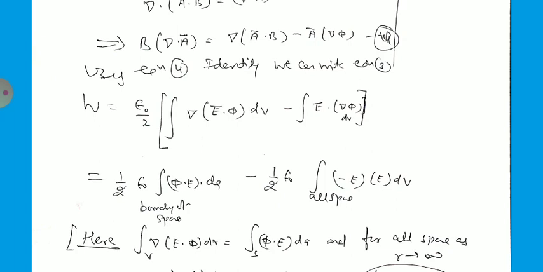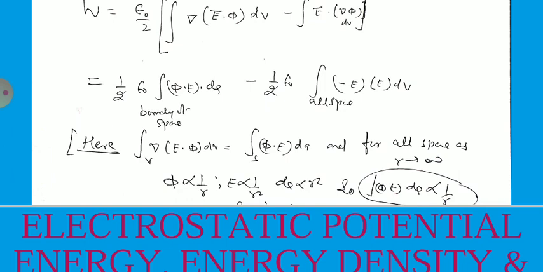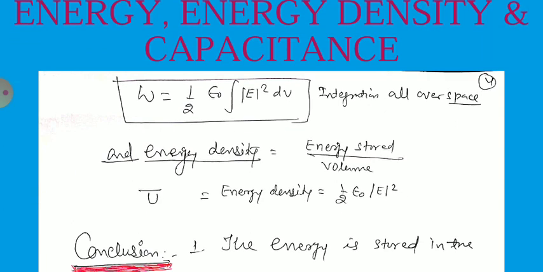By using the Gauss theorem we can write this in the form of an area integral, minus 1 by 2 epsilon naught E dot dA, plus the volume term dV for all space, and this surface term is for the boundary of the space. If the boundary is at infinity, then phi is inversely proportional to r, E is inversely proportional to r square, and the area is directly proportional to r square. So finally this tends to 0 for the boundary of the space, and for all space we get the final answer: W equal to 1 by 2 epsilon naught integral of magnitude of E square dV.